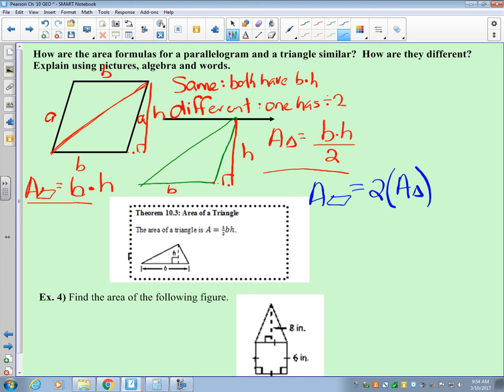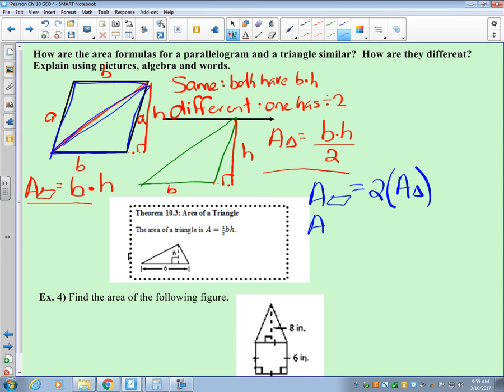Do you agree that 2 triangles come together to make the area of a parallelogram? Can we see the 2 triangles in our parallelogram? Are you guys visualizing that? There's 2 triangles in there. So the area of one parallelogram is equal to the area of 2 interior triangles.